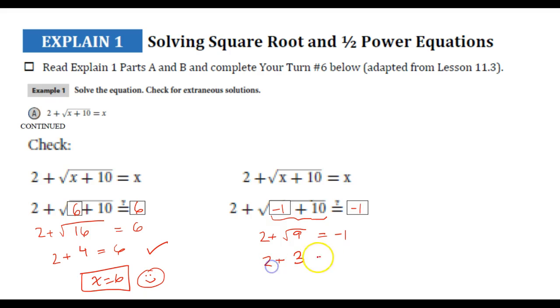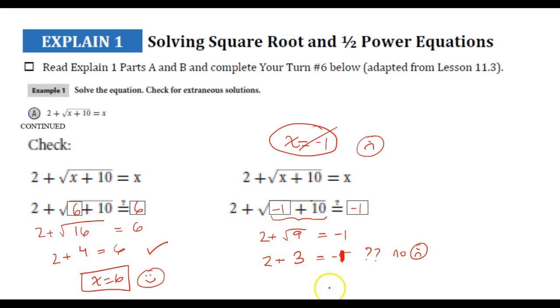3, right? Now I should probably copy down the right question. Would 2 plus 3 get me a negative 1? Well, no. In fact, that means even though we got this as an answer, x equals negative 1, this would not be a solution, because we tried it out and it didn't work.